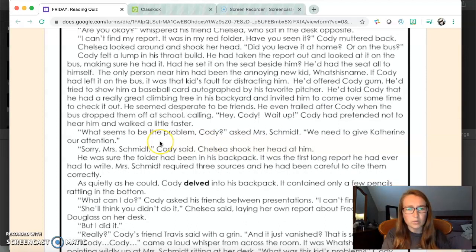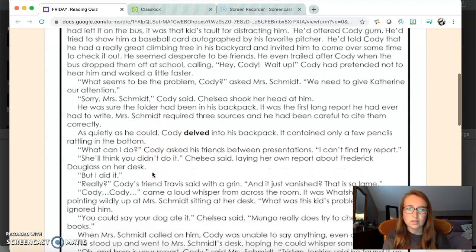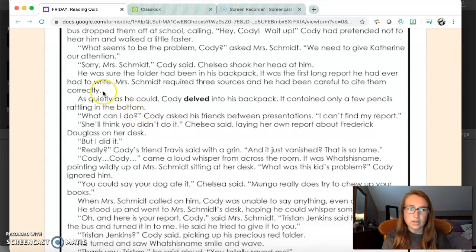"What seems to be the problem, Cody?" asked Miss Smith. "We need to give Catherine our attention." "Sorry, Miss Smith," Cody said. Chelsea shook her head at him. He was sure the folder had been in his backpack. It was the first long report he had ever had to write. Miss Smith required 3 sources and had been really careful to cite them correctly. As quietly as he could, Cody delved into his backpack. It contained only a few pencils, rattling in the bottom.